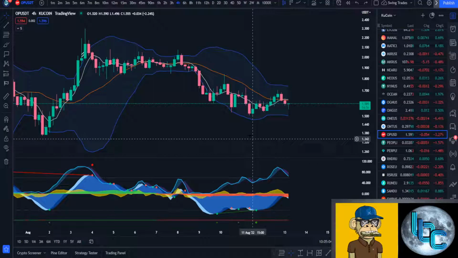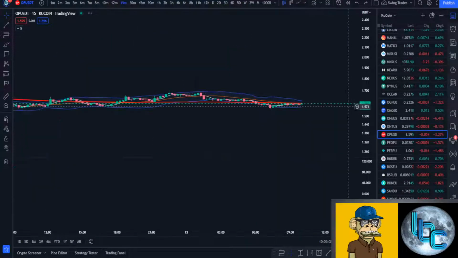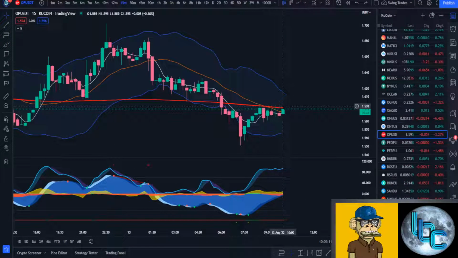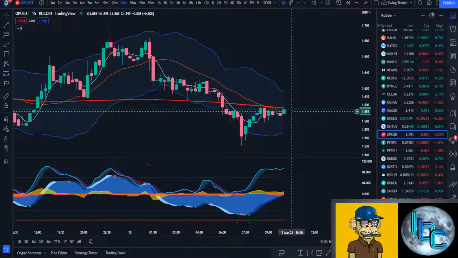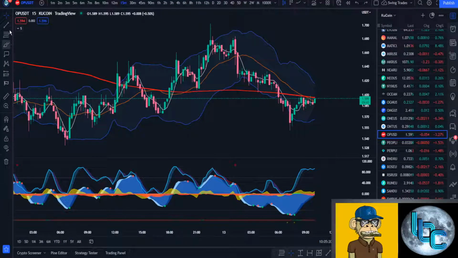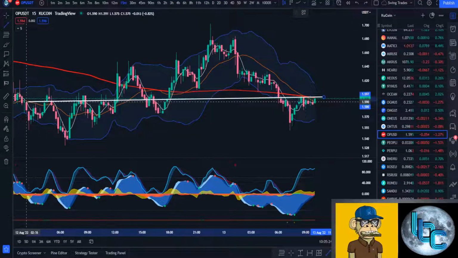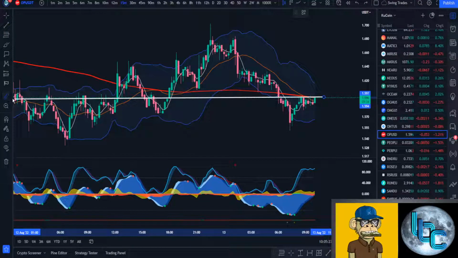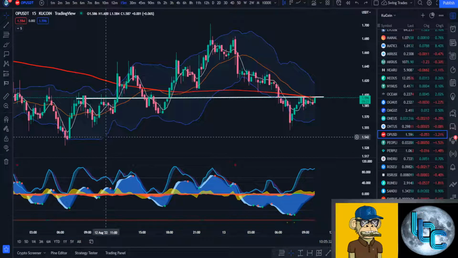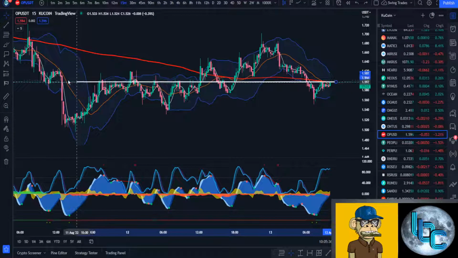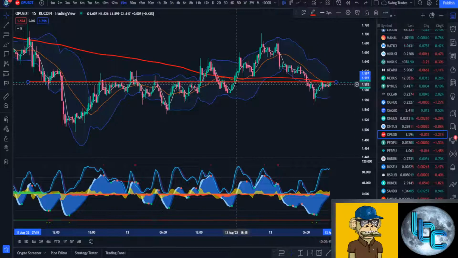OP might slick. Let's go to lower time frame. Let's take a look here. Ooh, might be a good time to short. Not financial advice, but let's draw a line. Let's see what we're looking at here. Nope, let's go with the white. You can see that better.